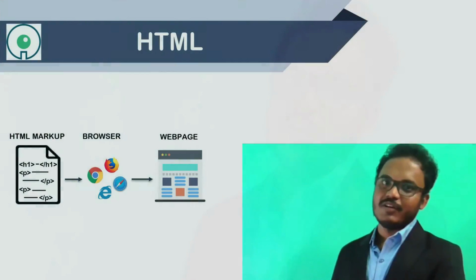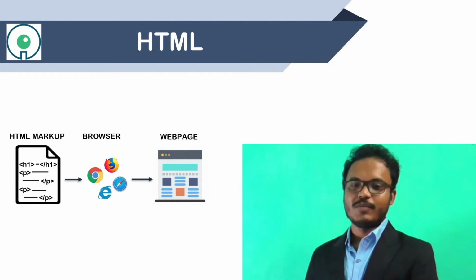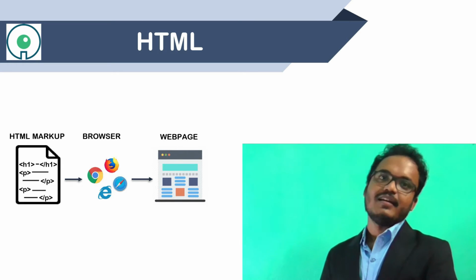Now how can I write an HTML code and how to execute it? Let me show. First, we write a markup language as an HTML document. Then we execute the HTML document on our web browser. Then we can see our web page in our browser.